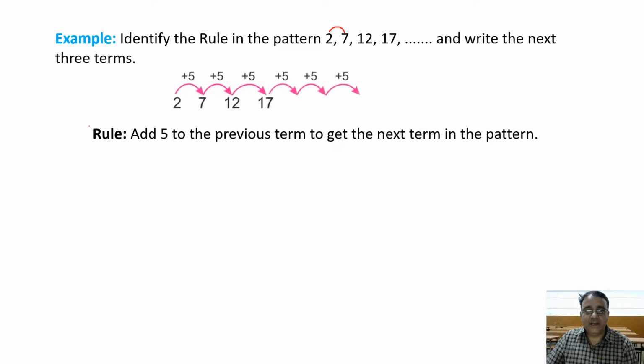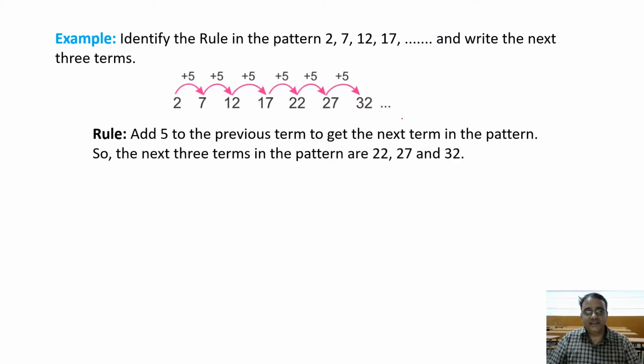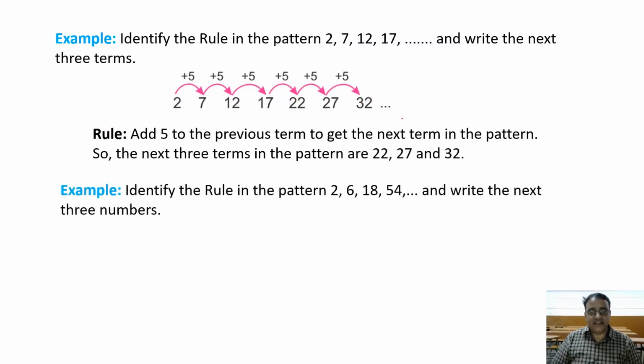So this is the rule. Add 5 to the previous term to get the next term in the pattern. So here we are getting 22, again plus 5, 27, again plus 5, 32. Right. Okay, we'll see the next question, next example.